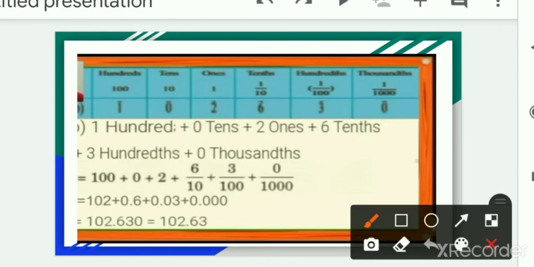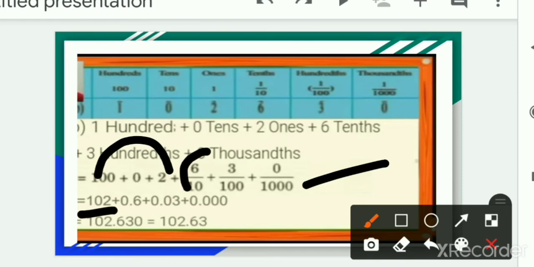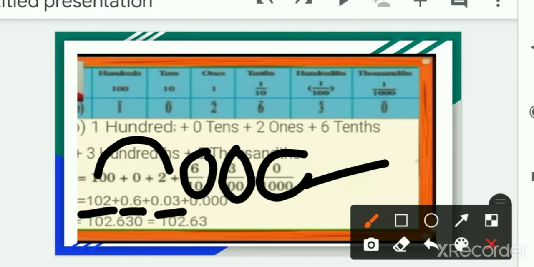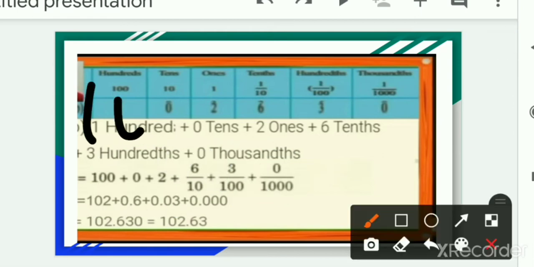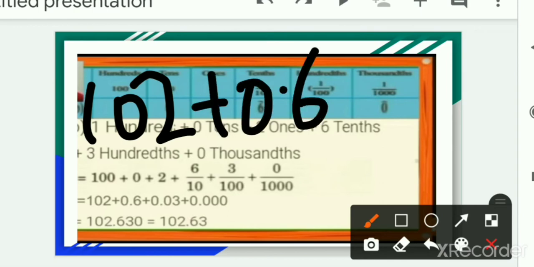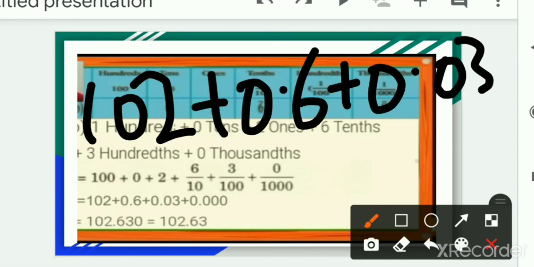So we have this part: 100 plus 0 plus 2 plus 6 by 10 plus 3 by 100 plus 0 upon 1000. Okay, now add the numbers. 100 plus 2 is 102. Solve this, we will get 0.6. Now solve this, we will get 0.03. Now solve this, we will get simply 0. Okay, so now we have 102 plus 0.6 plus 0.03 plus 0. No need of adding the 0. Now we will add these numbers.